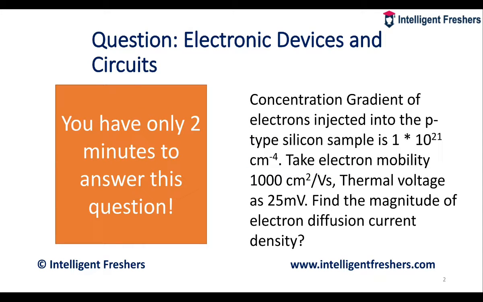So the question goes as: the concentration gradient of electrons injected into the p-type silicon sample is 1 into 10 raised to the power 21 centimeter raised to the minus 4. Take the electron mobility as 1000 centimeter square per volt second, thermal voltage as 25 millivolts, and find the magnitude of electron diffusion current density.